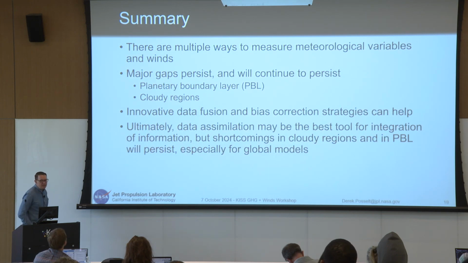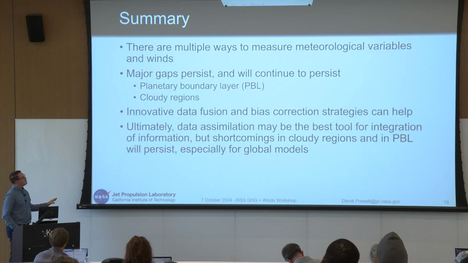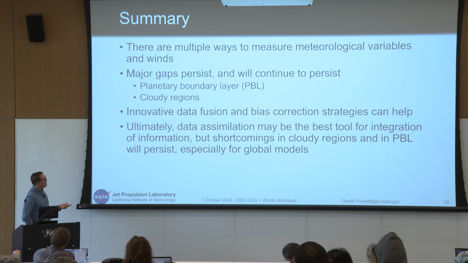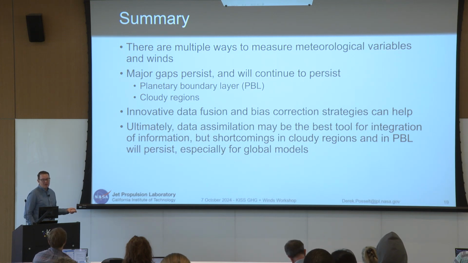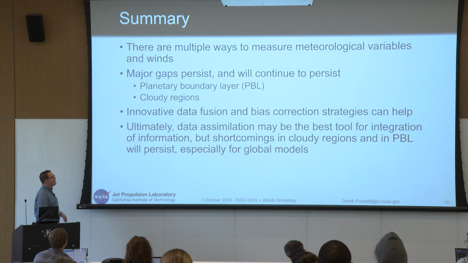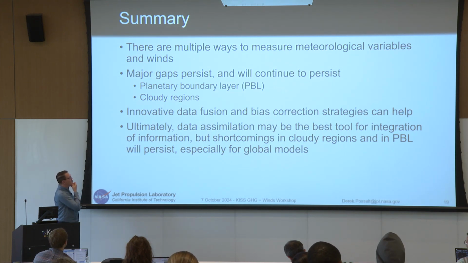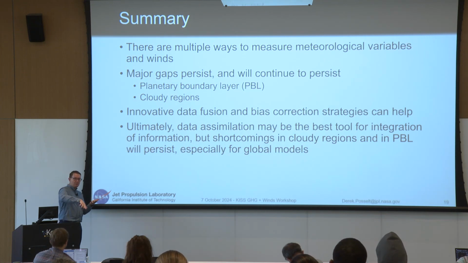Okay, so summary slide. I know that I've given you kind of a crash course in this. There are a lot of ways to measure meteorological variables in winds. We're doing a pretty comprehensive job, but there are significant gaps that remain, mainly in the planetary boundary layer and in cloudy regions. Use of data fusion and bias correction strategies could certainly help us. Ultimately, this is something that I think maybe we all agree on. If you have a really robust data assimilation system, maybe that would be the best tool because your model already represents a lot of those dynamics. You just need to constrain them.